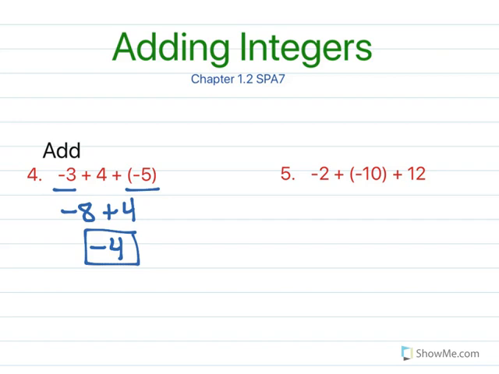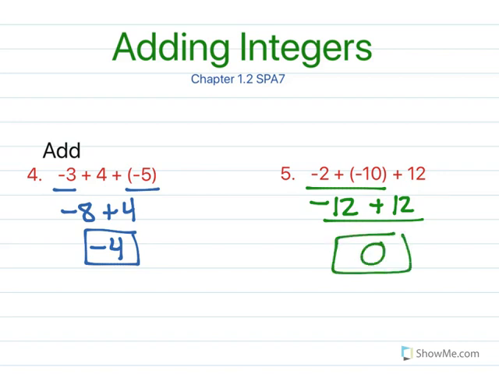How about over here? I have -2 plus -10. That gets me -12. And I'm going to add that to the last part, which is +12. -12 plus +12. Well, I have 12 negatives. I have 12 positives. They would all cancel each other out, right? So I would get 0 for my solution.